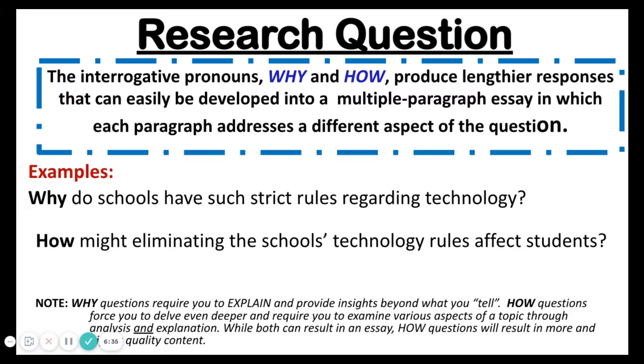Note that why questions require you to explain and provide insights beyond what you tell. And that is why questions are usually good questions.